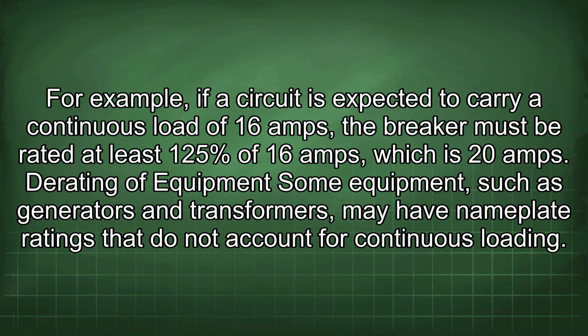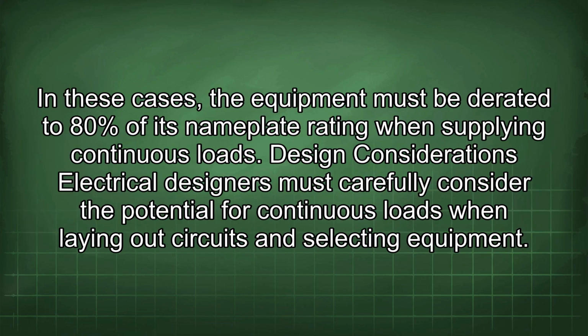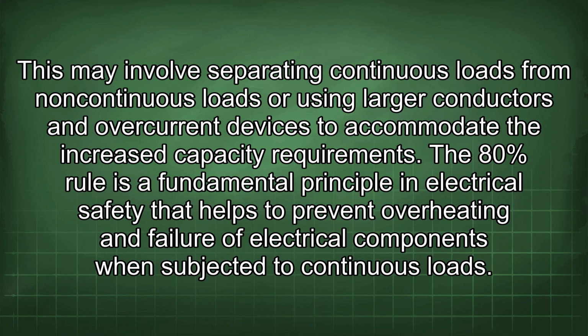Rating of equipment. Some equipment, such as generators and transformers, may have nameplate ratings that do not account for continuous loading. In these cases, the equipment must be derated to 80% of its nameplate rating when supplying continuous loads. Design considerations. Electrical designers must carefully consider the potential for continuous loads when laying out circuits and selecting equipment. This may involve separating continuous loads from non-continuous loads, or using larger conductors and overcurrent devices to accommodate the increased capacity requirements.